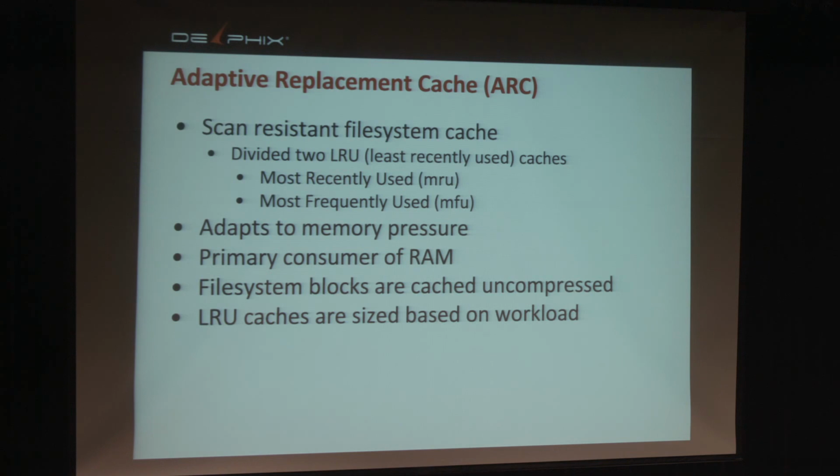It has the benefit of being able to adapt to memory pressure. So if there's a big demand from other consumers of kernel memory, then the ARC will detect this and start to shrink down. All the blocks in the ARC are cached uncompressed. So it's just the same logical data; any of the consumers that are trying to do reads would simply get that data back. And then the last thing is that these 2 LRUs will actually adapt based on the workload. So if you're having a workload that is accessing data frequently, then the most frequently used cache will start to grow and start caching more blocks, and the most recently used cache will shrink down.